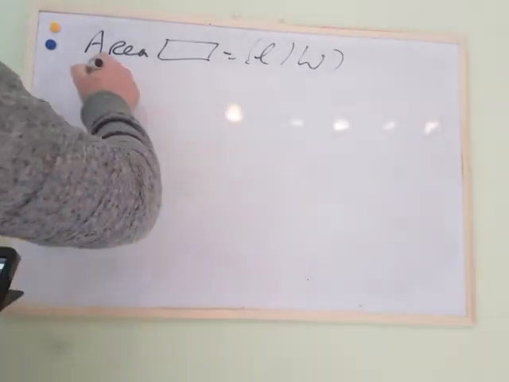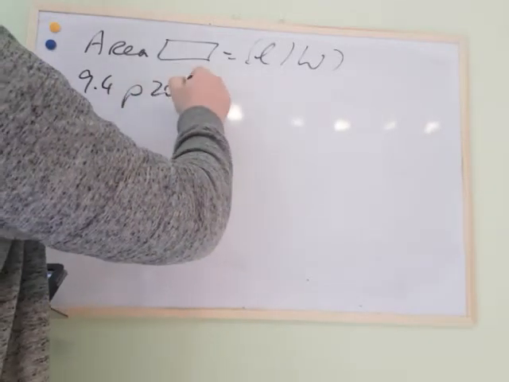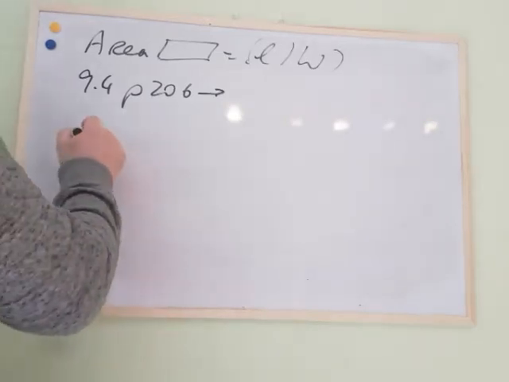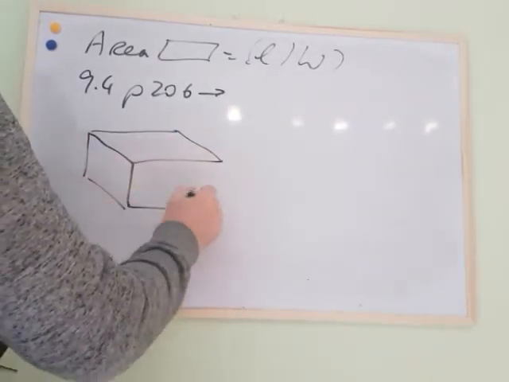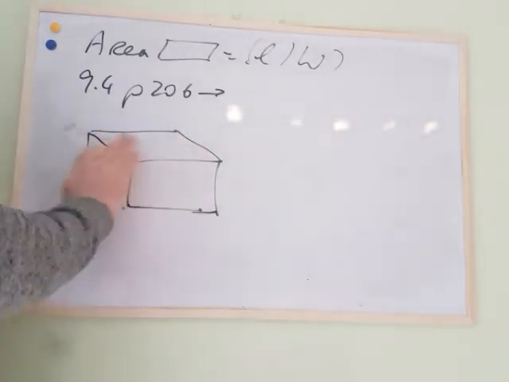So this is section 9.4 of the book, page 206 onward, and this is rectangular solids. So when we talk about rectangular solids, what are we talking about? What we're talking about is boxes, rectangular cuboids. Now, if we're dealing with a rectangular cuboid, there's two things we might want to find. The first thing we might want to find is the surface area. So the surface area would be like the area of all these surfaces.